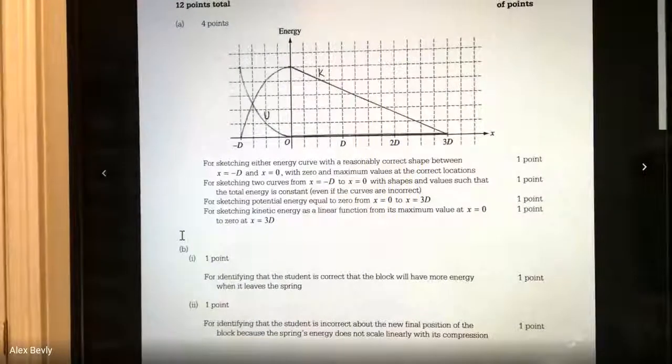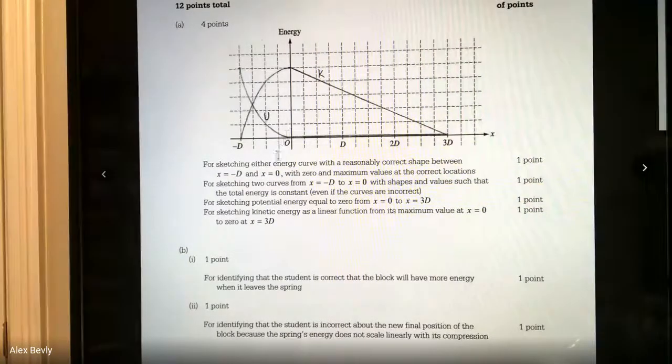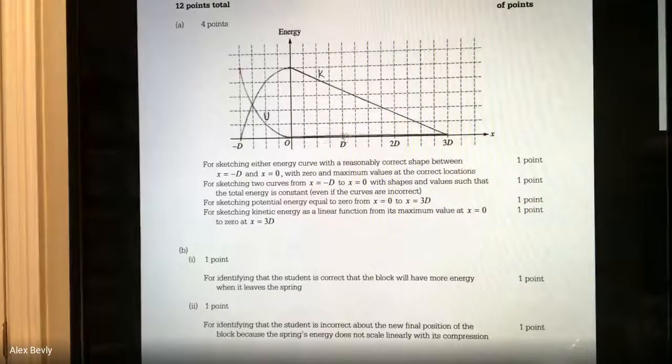Now, the third point I think is the silliest point to miss. You have to sketch potential energy as 0 from point 0 to 3D. So you have to sketch this 0 right here. So if you didn't draw your 0 in, you didn't get that point. And if you drew it in a way where you can't tell you drew something, you don't get the point.